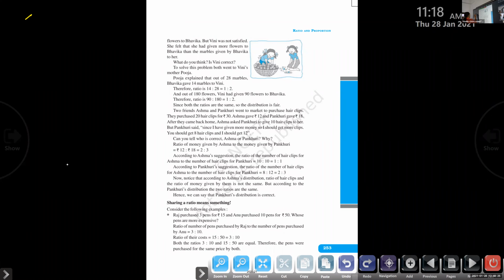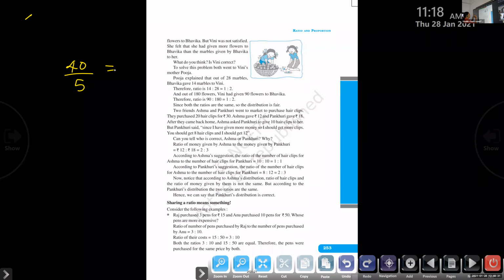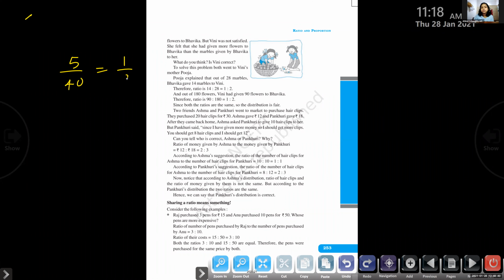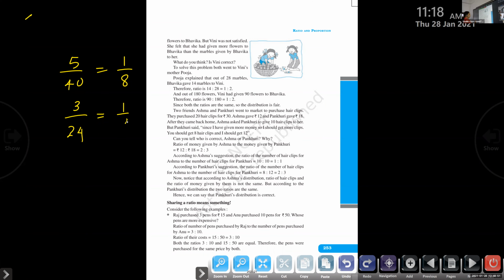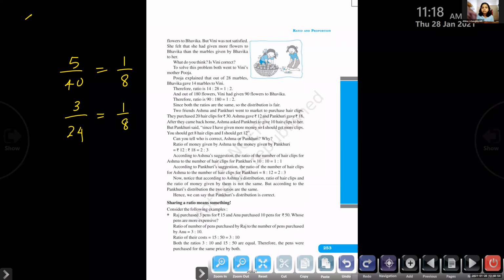40 by 5. When you simplify, 5 by 40. Next, 5 by 40. When you simplify, what will you get? 1 by 8. Clear? Again, I already gave 3 by 24. What is the answer here? 1 by 8. That means these two ratios are the same, isn't it? 5 by 40 and 3 by 24 are the same.